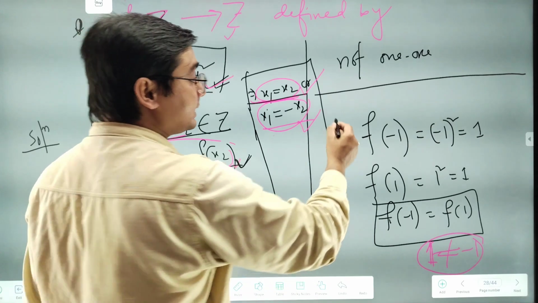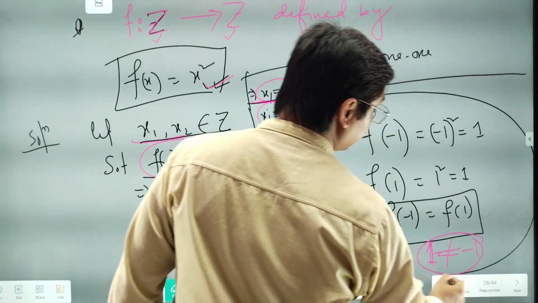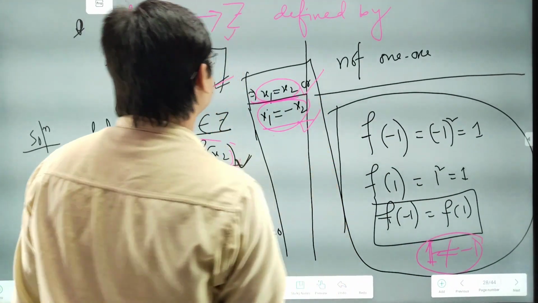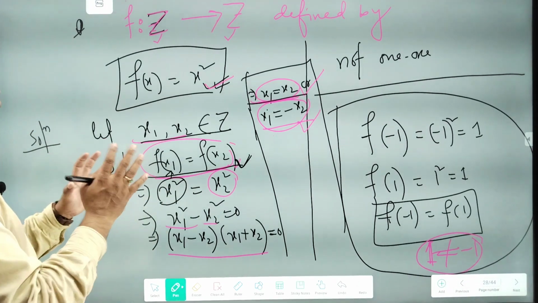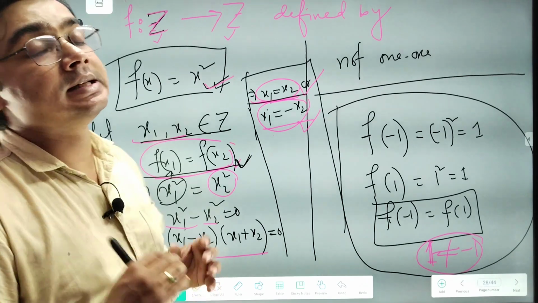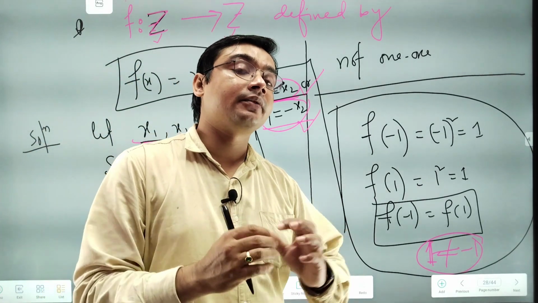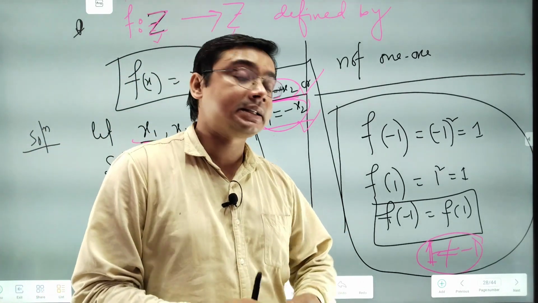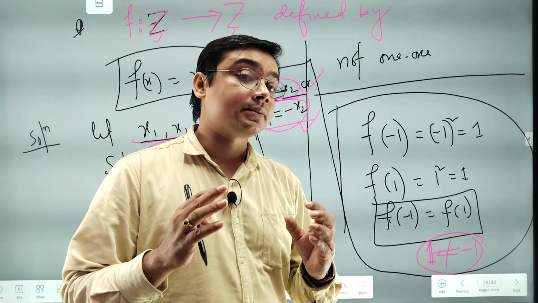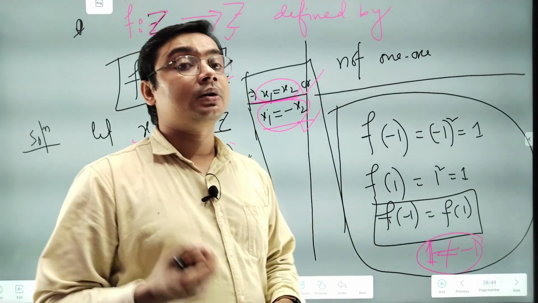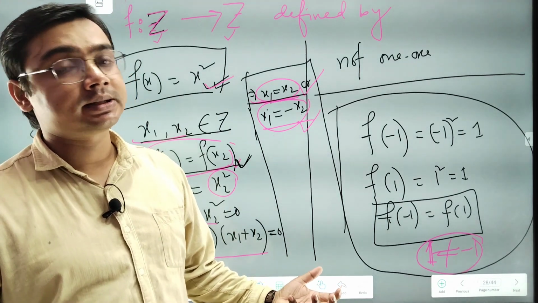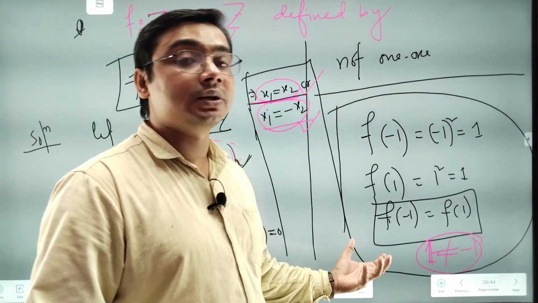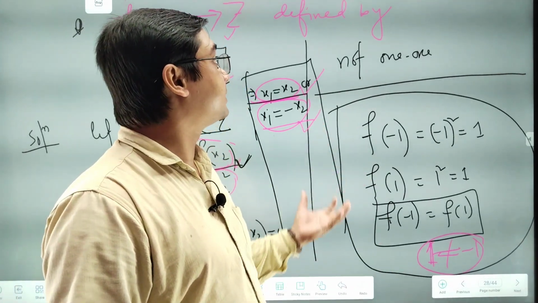So we can also prove it this way, verify it this way, or you can also follow this working rule. This way we can easily verify whether the given function is one-one or not. Guys, this concept is most important for class 11-12 students. So just try to remember this working rule or procedure.